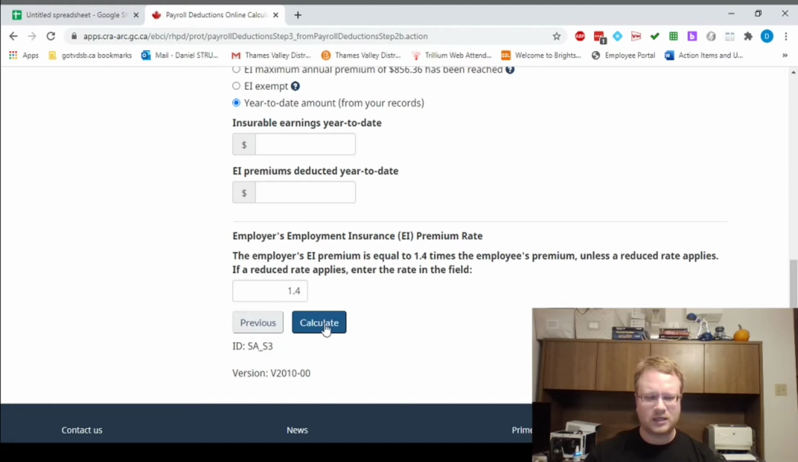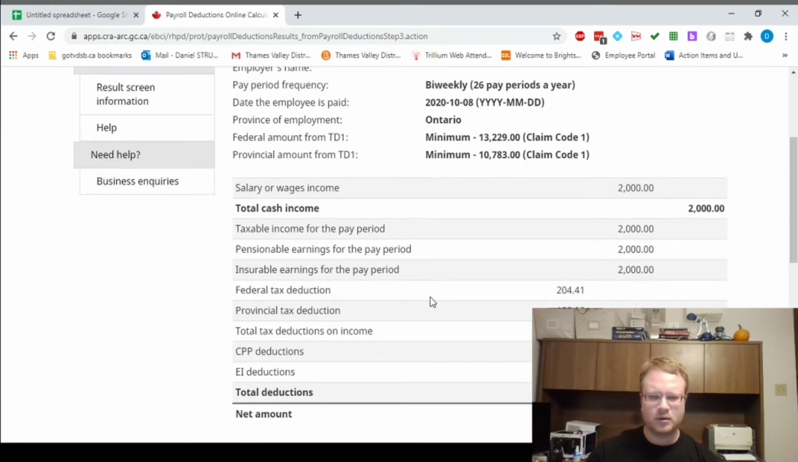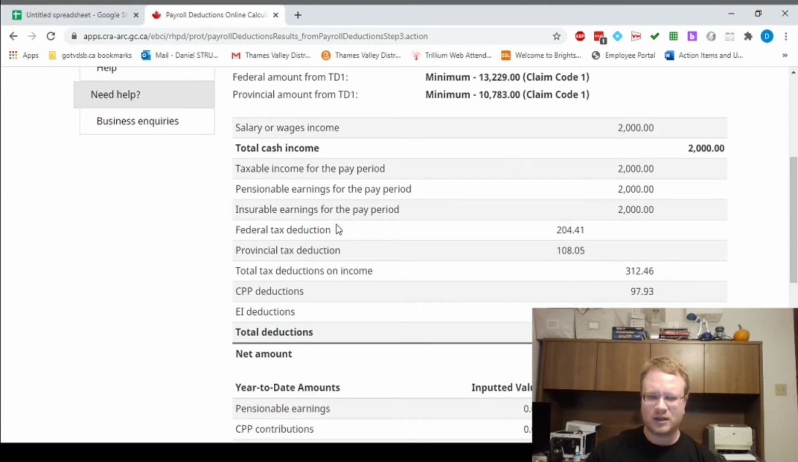And we're going to go ahead and click calculate at the bottom. All right, and here we go. Here's our gross pay, $2,000. So our salary or wages, so our total cash income, $2,000. And then it automatically calculates our income tax here.